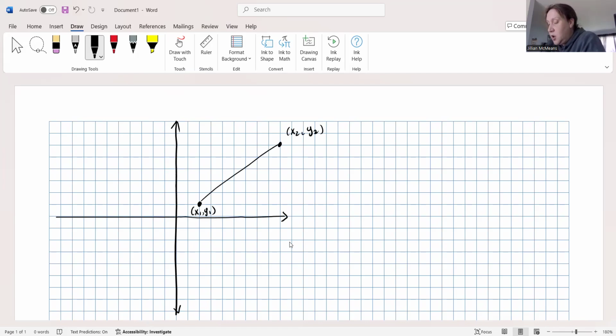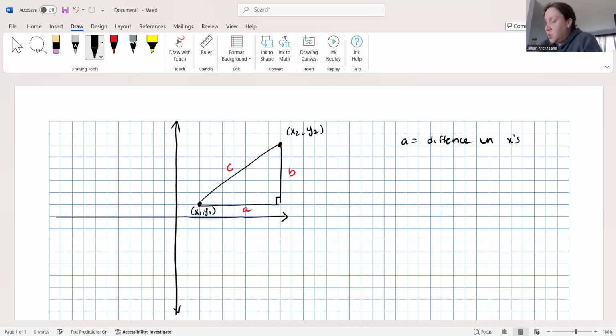Well, if you look at it, we have some distance across the x-axis, and then we have some distance along the y-axis. This creates a right triangle, okay? So we're going to say that this side is A, this side is B, and as always, the hypotenuse is C, okay?